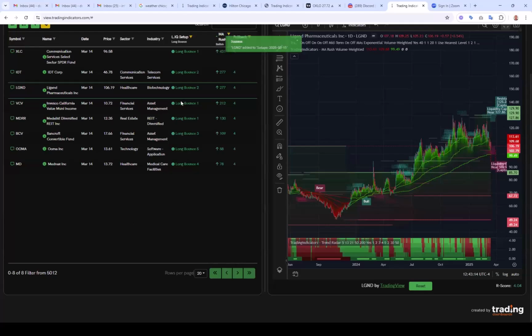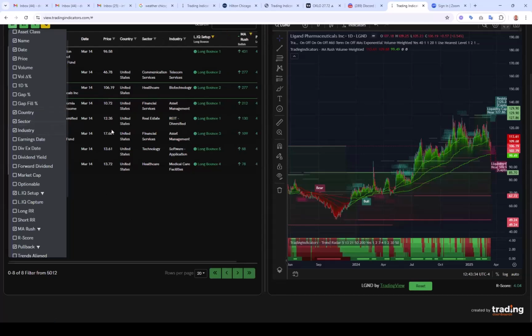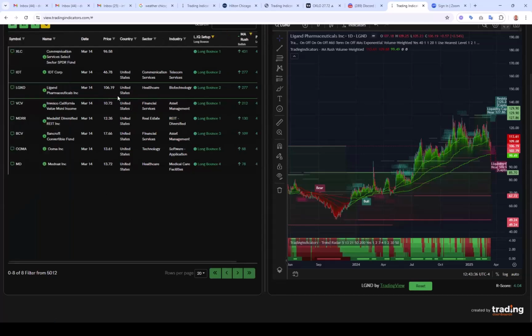find these interesting setups. And by the way, guys, if you haven't seen it yet, in our dashboard, you can see all kinds of other information about a particular symbol. For example, this one here, Legend. I have no idea what they do, even though I have an idea. If I read pharmaceuticals here, we can see they are in healthcare and they are in biotechnology. I can also see the headquarters of this stock is in the United States. All right, like most of our stocks, of course.